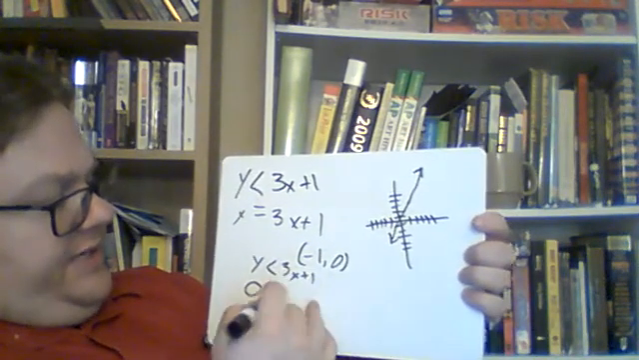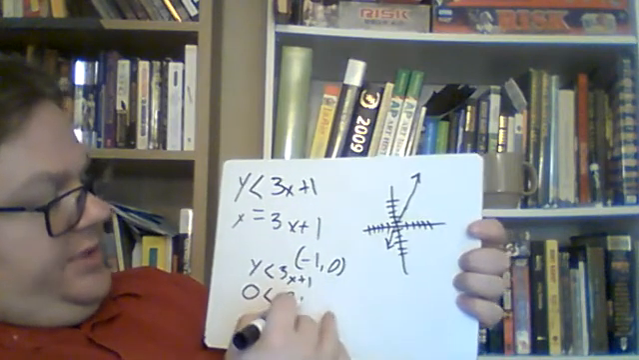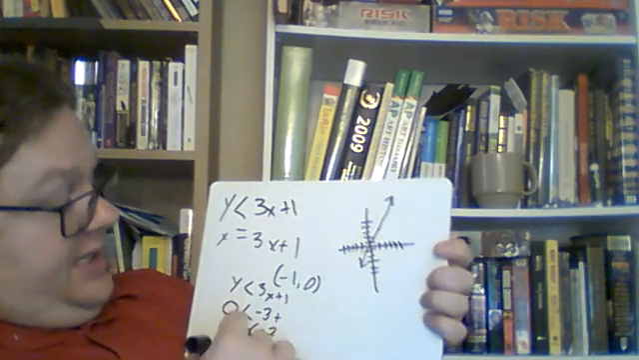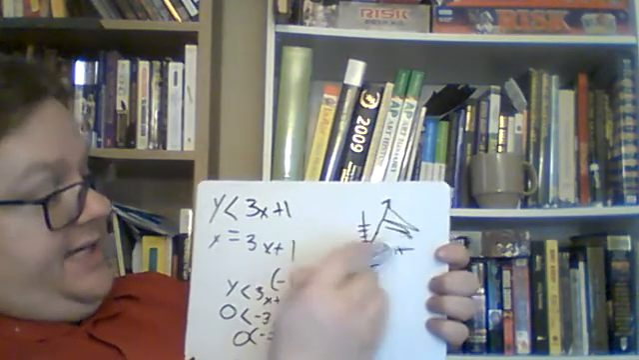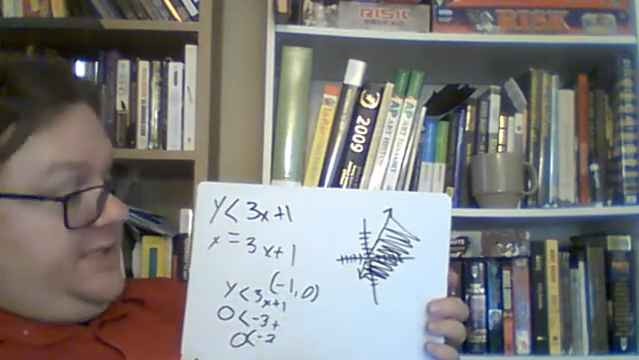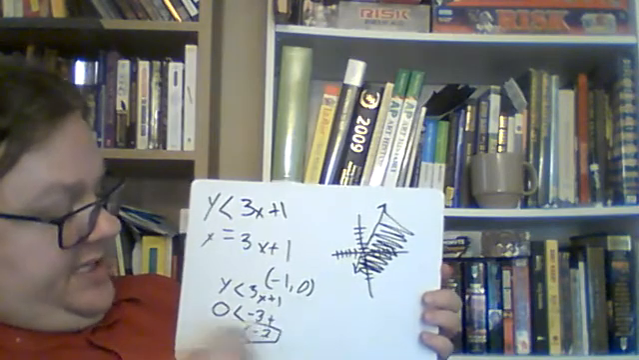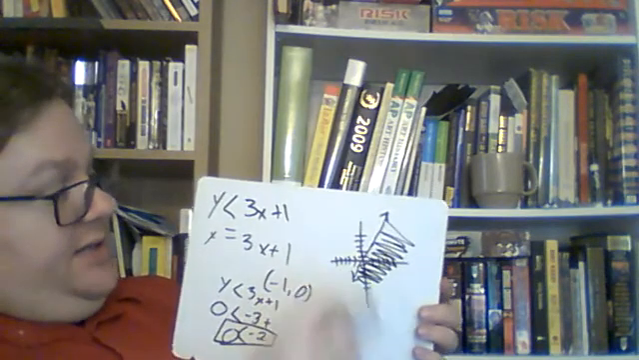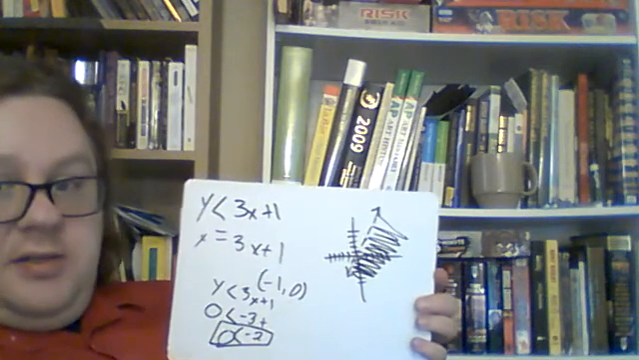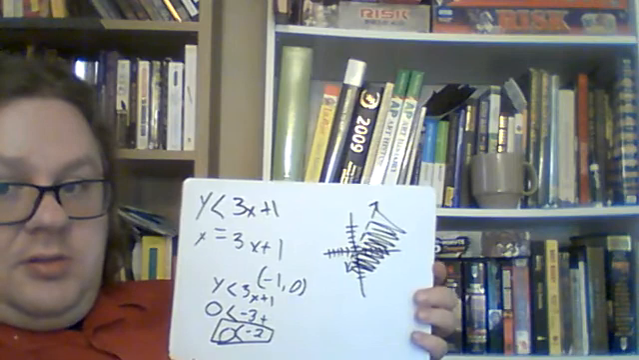3 times -1 is -3. Plus 1 is -2. 0 is not less than -2. I was wrong. It's this side. Because I picked this point and that made an incorrect statement, so it has to be the other side. And this should actually be a dotted line because it's just a regular less than. This one's a little hard to understand. I'll do one more.